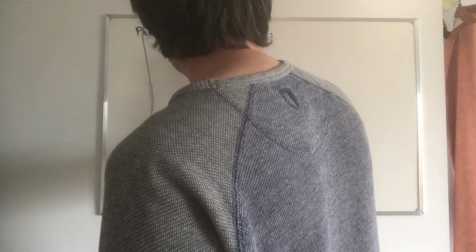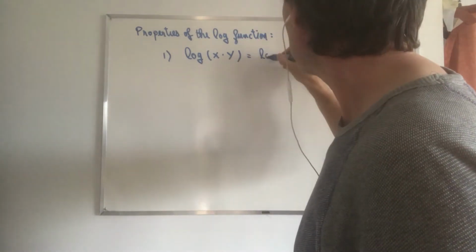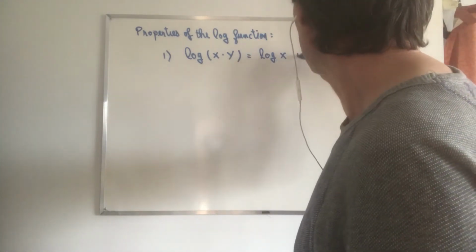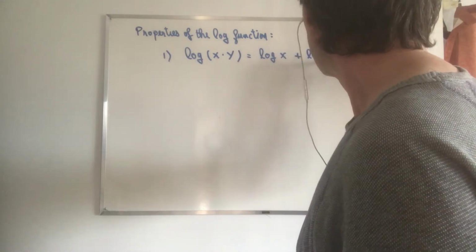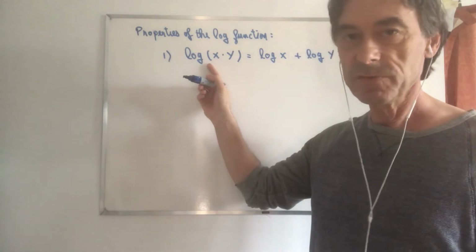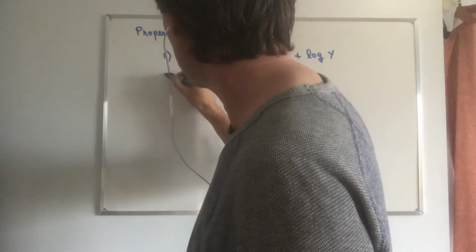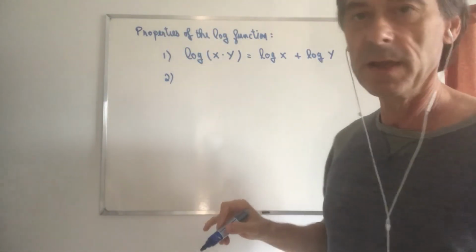Like the first one, log of a product. Log of x times y. This is known to be the log of x plus the log of y. Okay? You will notice that I'm not putting any base for this. I'll actually tell you why in a second. I just want to expose the property here without any base for the log.